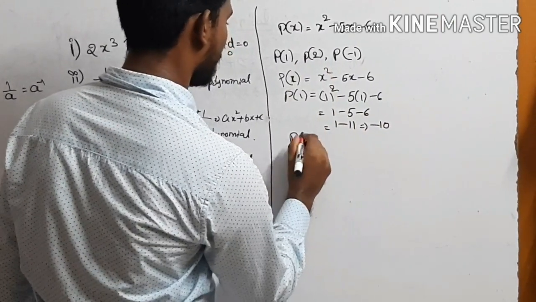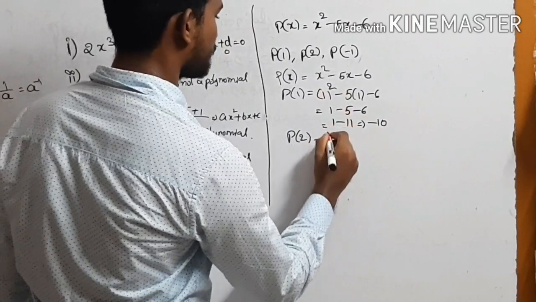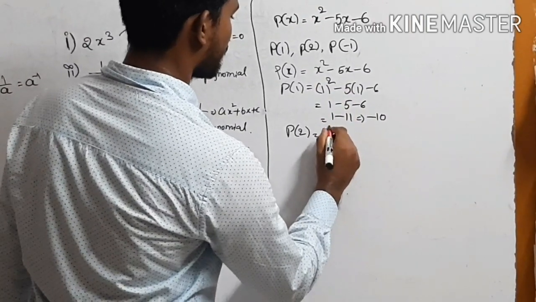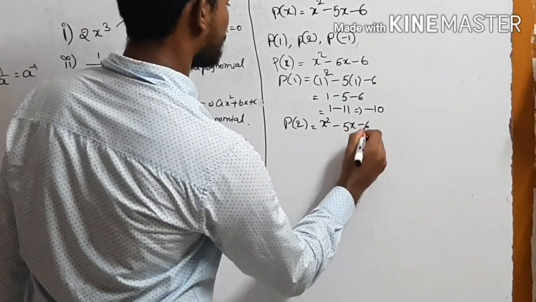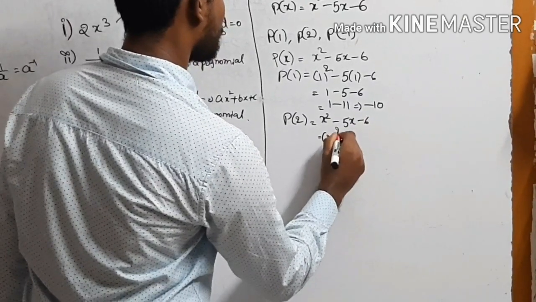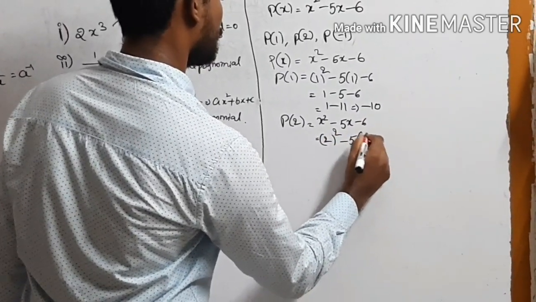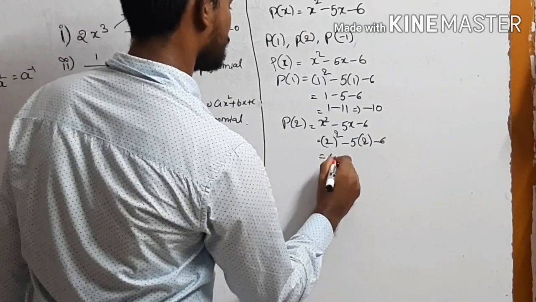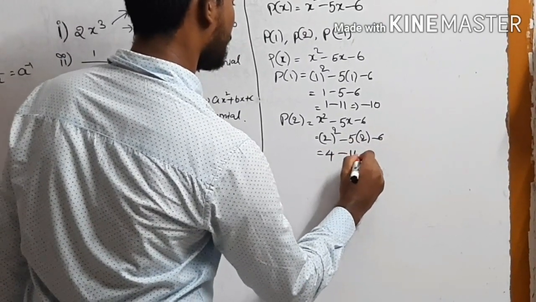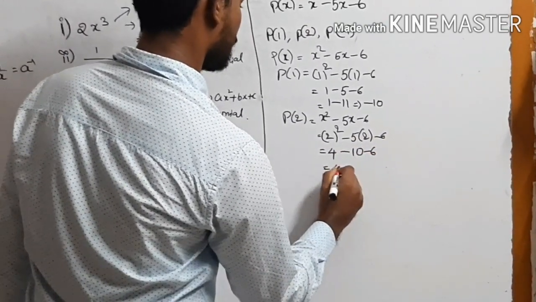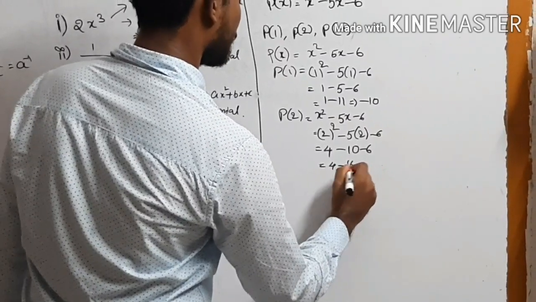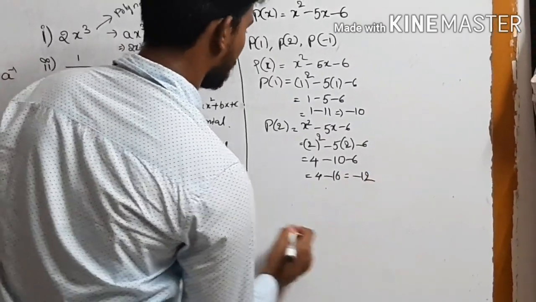Next one, p of 2. Substitute 2 in x square minus 5x minus 6. 2 whole square minus 5 of 2 minus 6. 2 square is 4, minus 5 times 2 is 10, minus 6. 4 minus 16 equals minus 12.